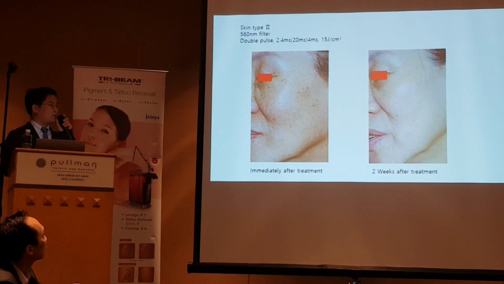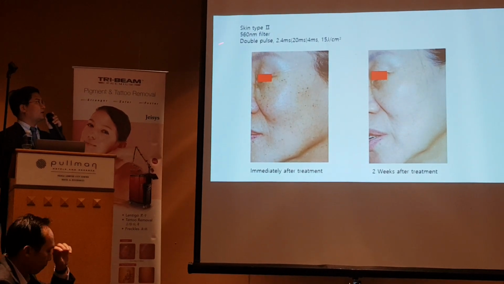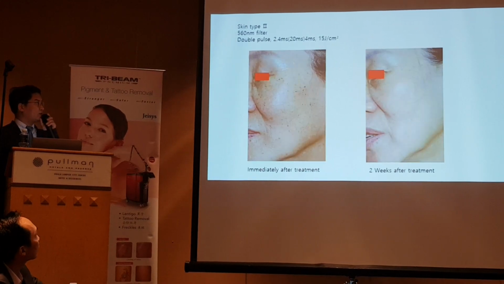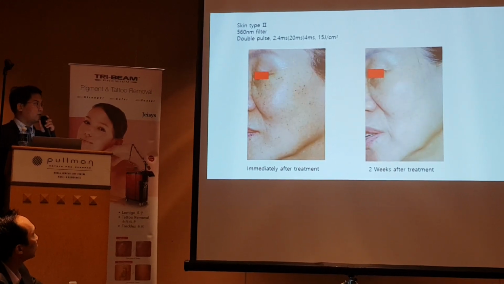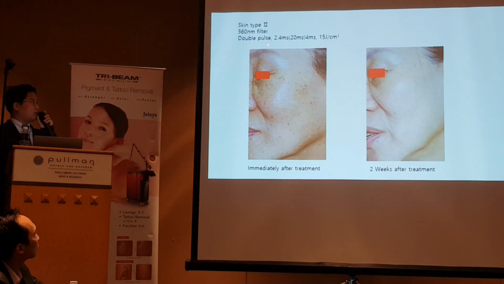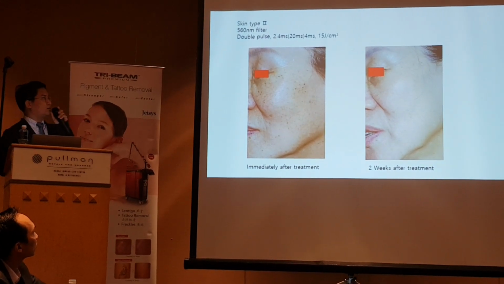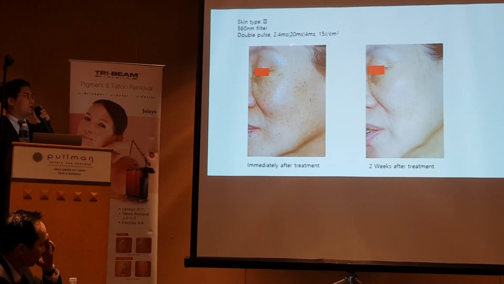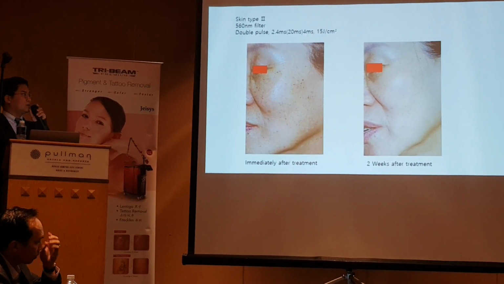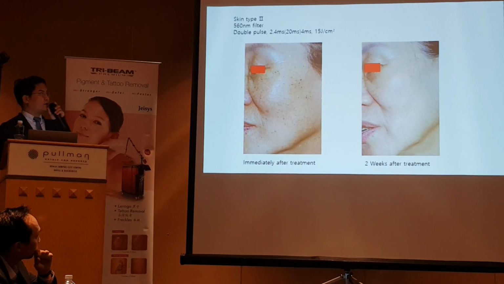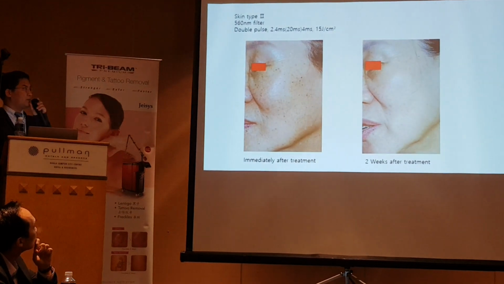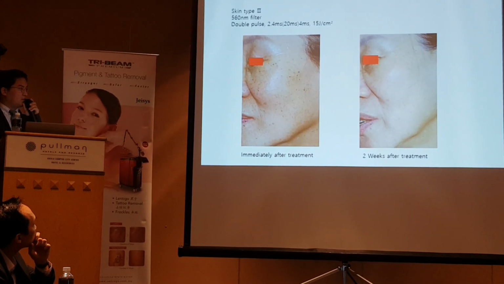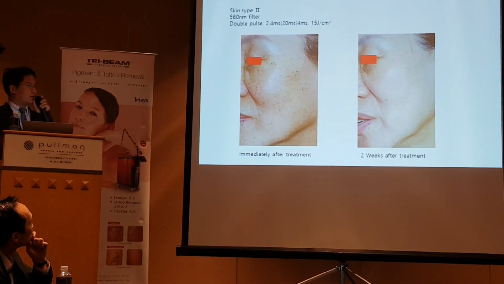Pigment skin, skin type 2: 560 nanometer filter. The first pulse is 2.4 milliseconds, the second is 4 milliseconds, the delay time is 20 milliseconds, and the fluence is 15 joules per square centimeter. Immediately after treatment, and 2 weeks after treatment.